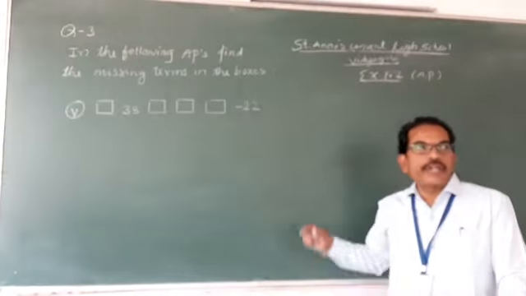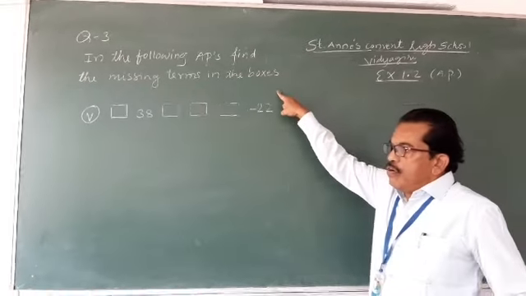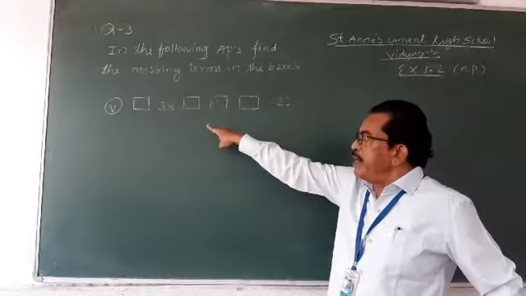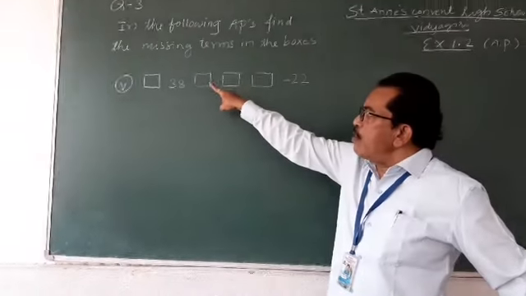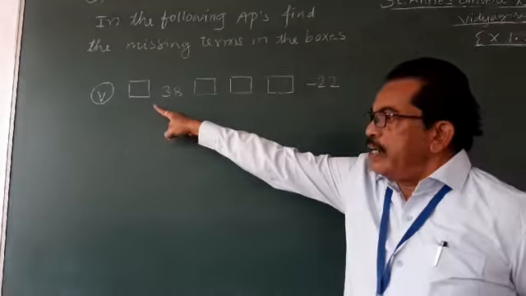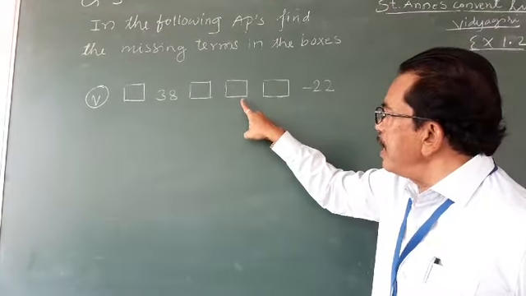Good afternoon, students. Yesterday we were solving the third main. Four problems we have completed. The fifth one had remained, so let us solve that fifth one. Fifth problem is: the second term is 38, the sixth term is minus 22.